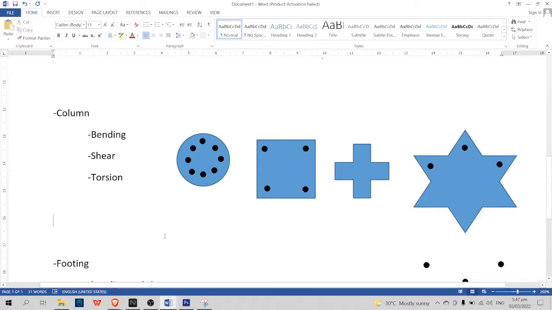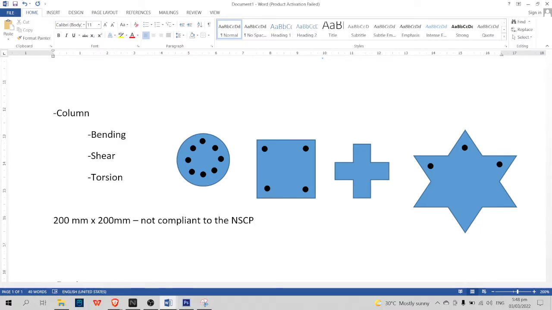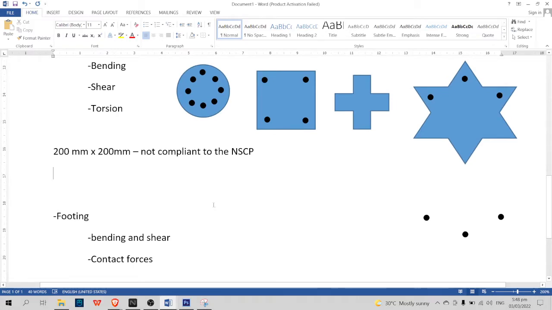Kasi sa lahat ng mga kliyente kong nasubukan, majority ng architects wants a column size of 200 mm by 200 mm, which is not compliant to the NSCP. Kasi ang NSCP, ang nire-require niya, usually, dinidictate ng NSCP na dapat ang minimum size natin is 250 by 250. Okay. Yan. So, NSCP compliance.